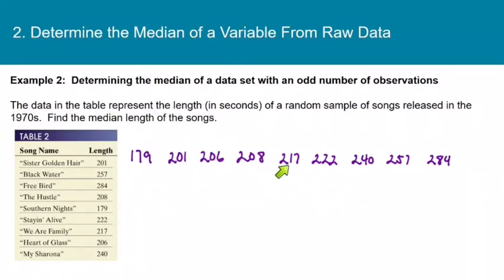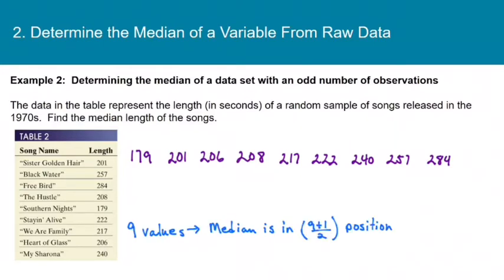is the number in the center, because 217 has 4 numbers that are less than it and 4 numbers that are more. So 217 is definitely our median, but for a longer list of numbers, it might not be so easy to just look and see the middle value. So let's go ahead and do it the official way.